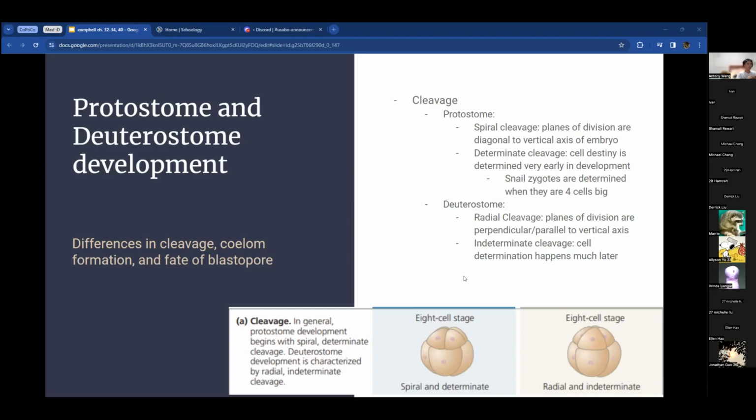In the case of protostomes, the cell fate is determined very early. So these cells lose their totipotency very early on. Deuterostomes, on the other hand, have radial cleavage, and the planes of division are perpendicular or parallel to the vertical axes. This results in more symmetrical cells. These cells also tend to retain totipotency for much longer.